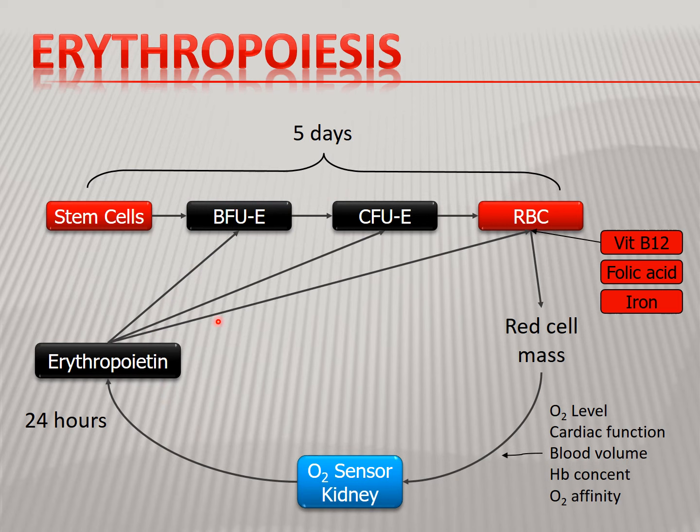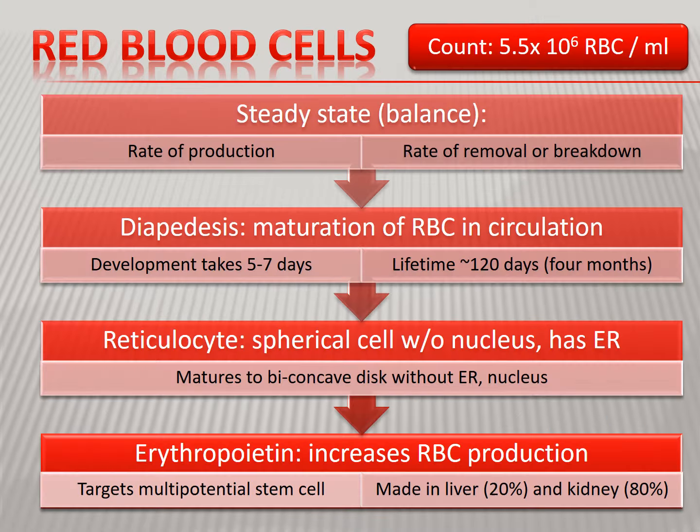If you have adequate oxygenation of the body, you don't do anything different. If you're a little bit low on oxygen, then the kidney might kick up your EPO and you might try and make some more red blood cells. So this whole process takes about 5 days. It goes through a bunch of intermediate steps, and the red blood cells at the end will have no nucleus, no endoplasmic reticulum, and they have that biconcave shape.